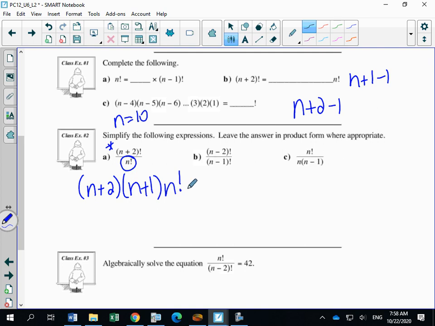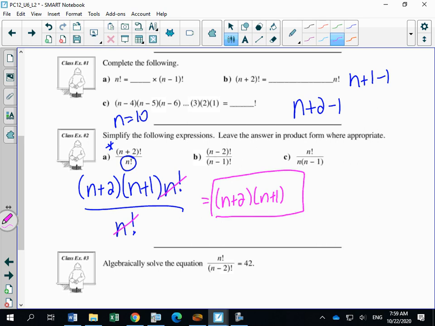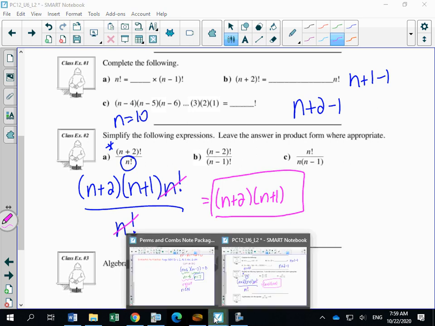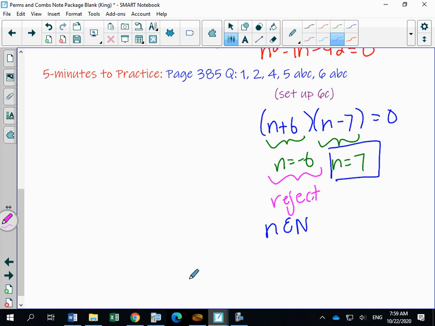And then I'd say, well, what would be next? n minus 1 factorial, n minus 2 factorial, n minus 3 factorial. Okay, from there, our denominator was n factorial, so I'm going to put that in the denominator. Numerator and denominator would cancel. So the simplified expression for this would be n plus 2, n plus 1. That's good enough as the answer. If you expanded this as well, I would be okay with that. So you could do either. The one that I wanted to set up, I'm going to set up 6C.